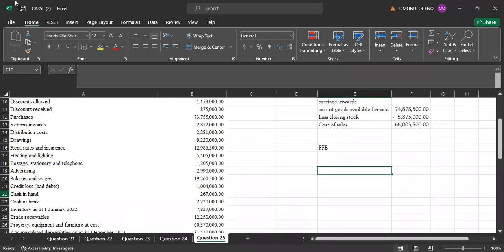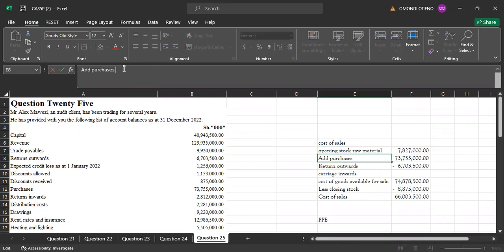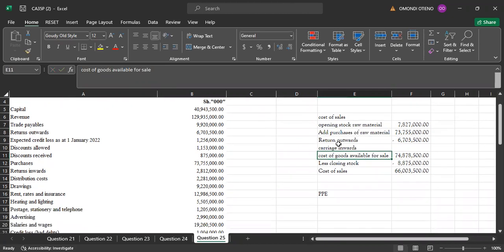So if you have the manufacturing department, of course, you are going to have opening stock. So this is what you could have done. We have opening stock of raw material. Then you add purchases of raw material. Then we less return outwards of raw material, carriage inwards of raw material. Then we get costs of raw materials available for use.